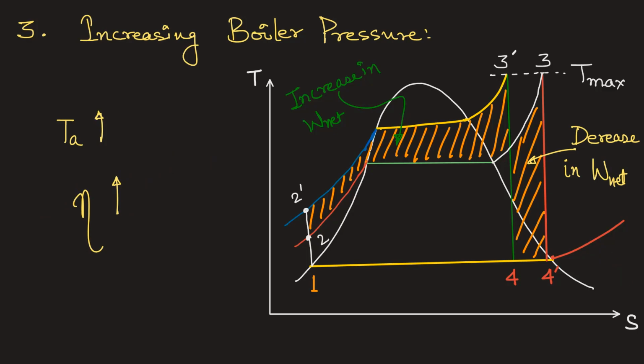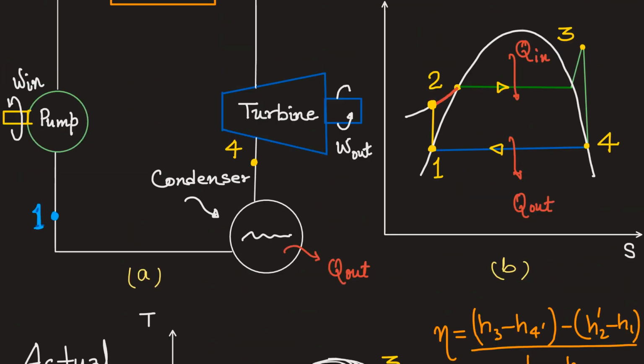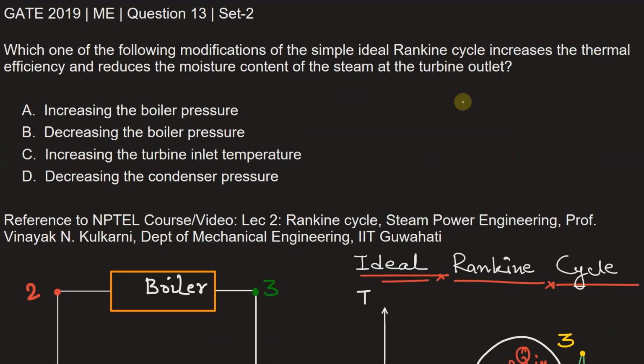Now let's go back to the given options and see which statement is correct. The first statement is increasing the boiler pressure. Of course, increasing the boiler pressure will increase the thermal efficiency of the Rankine cycle, but it will not reduce the moisture content. Decreasing the boiler pressure will also be considered, but again it will not decrease the moisture content of the steam.